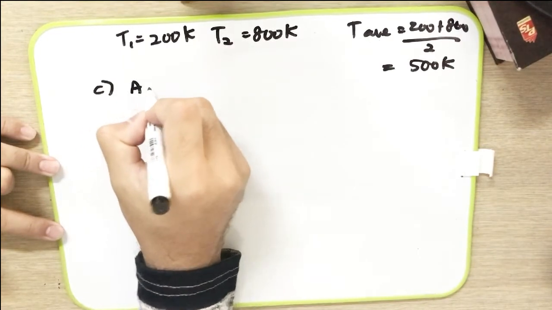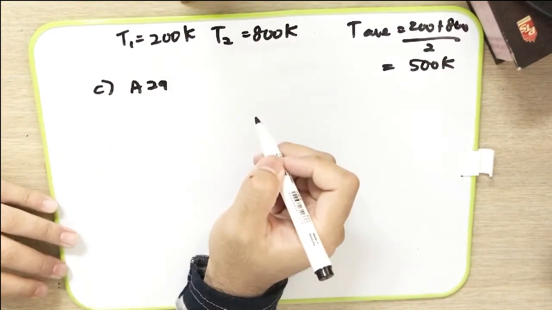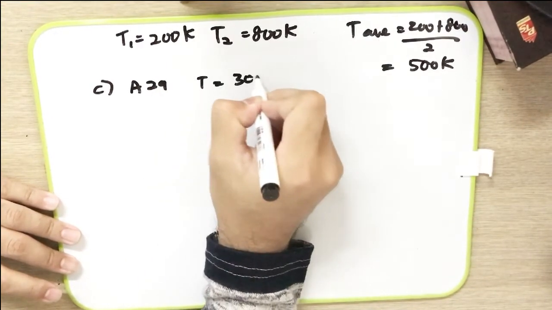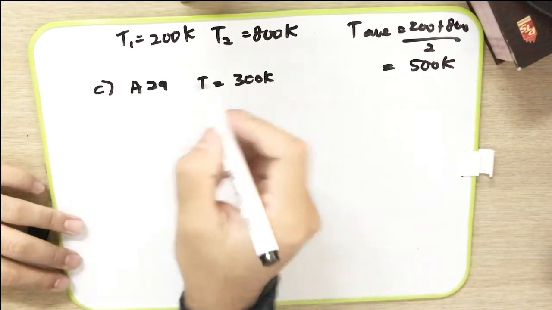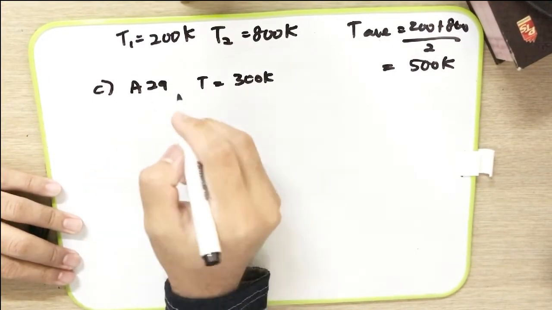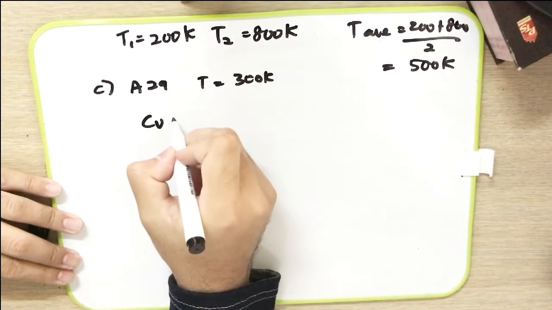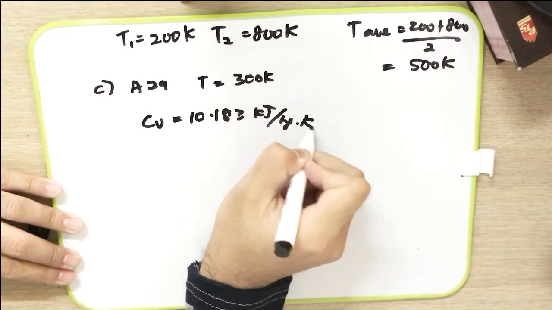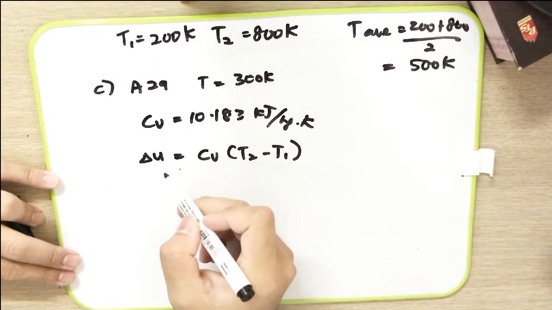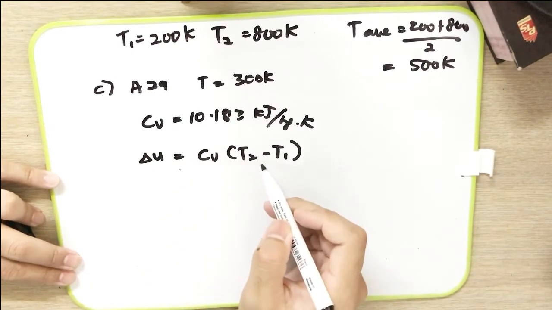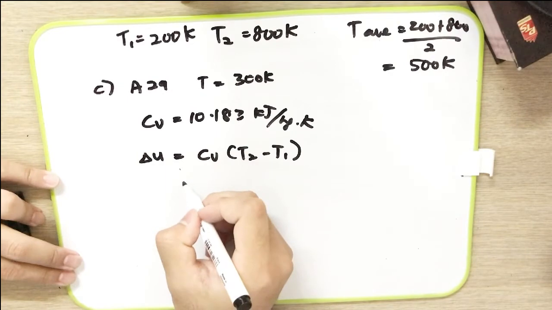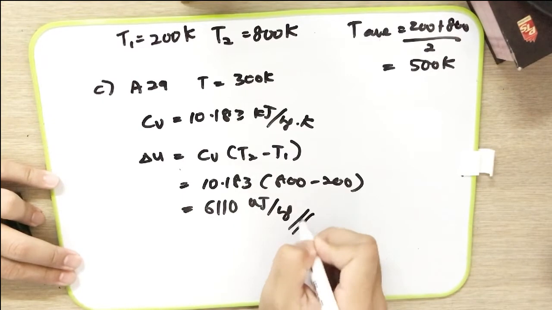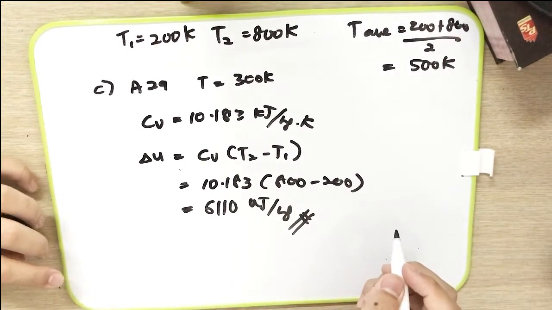Next, question C, we need to use table A-2A. As I explained to you before, this table A-2A is at temperature 300 Kelvin. Because we need to find from table A-2A, we just take the value for Cv from that table, which is 10.183 kilojoule per kg Kelvin. So we just directly calculate delta U is equal to Cv times T2 minus T1. So we substitute all the values inside, then we will get 6110 kilojoule per kg. So that's how you calculate by using table A-2A.